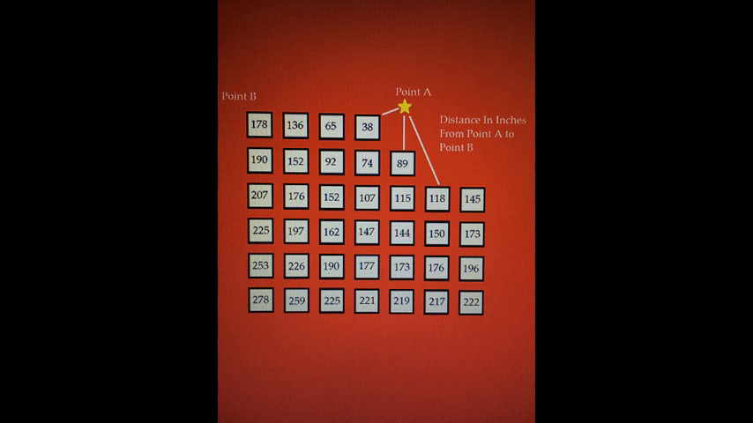If you still don't understand how I calculated the distance between point A and point B, then here is another visual representation. And following this is a recording of how I measured the distance.